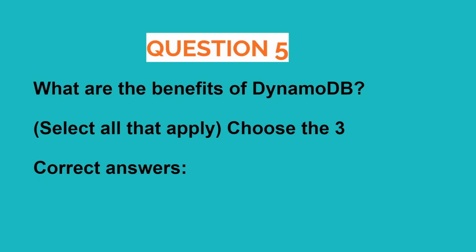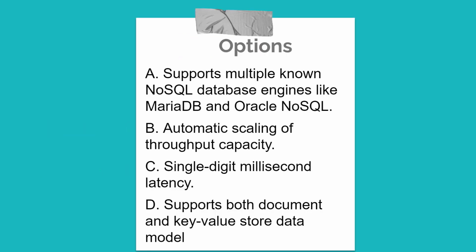Question 5. What are the benefits of DynamoDB? Select all that apply. Choose the 3 correct answers. Option A. Supports multiple known NoSQL database engines like MariaDB and Oracle NoSQL. B. Automatic scaling of throughput capacity. C. Single-digit millisecond latency. D. Supports both document and key-value store data model.